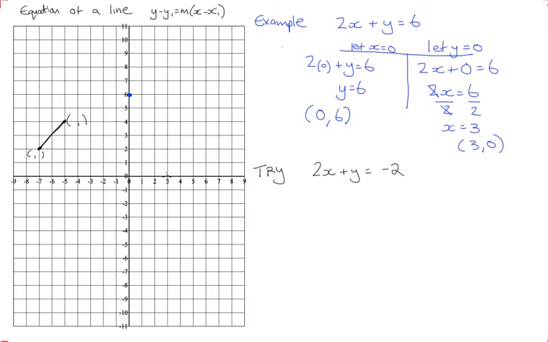3 and 0 on the y-axis. Now I've got the 2 points. All I need to do is to get my ruler. And once I have my ruler, I line it up with the 2 points just like this. And then I draw a line going through the 2 points.